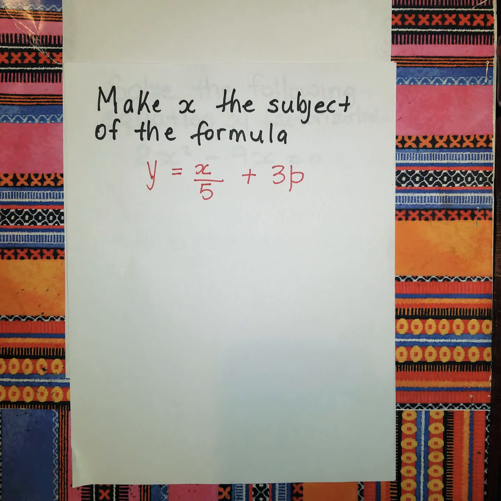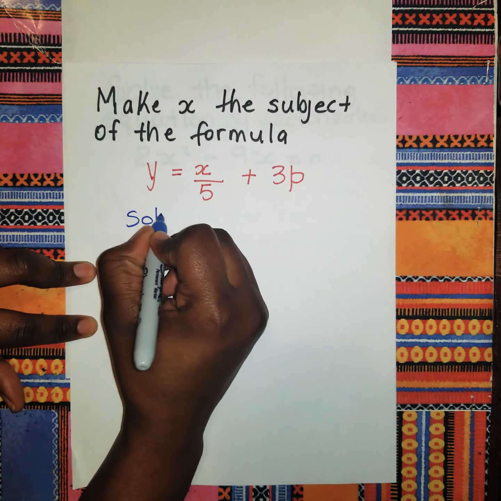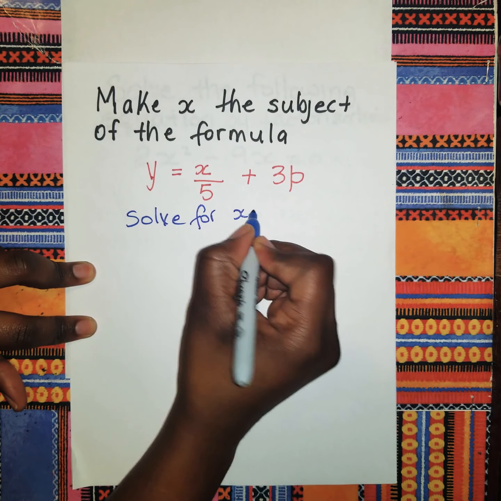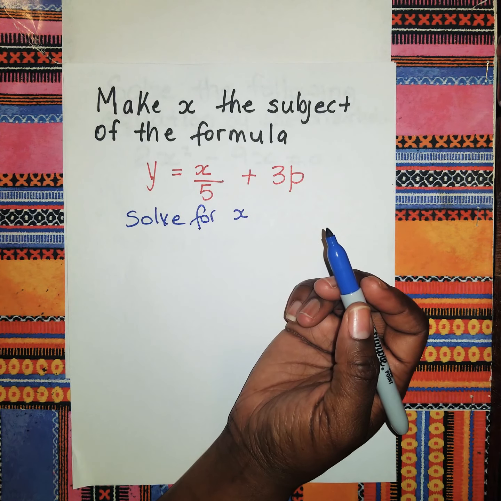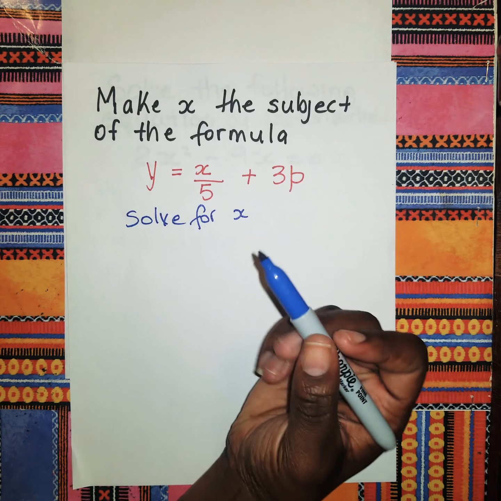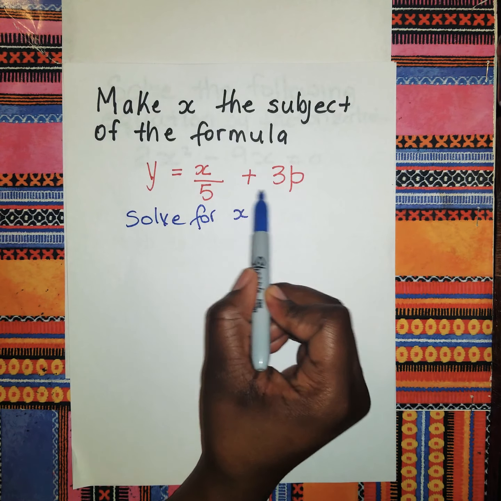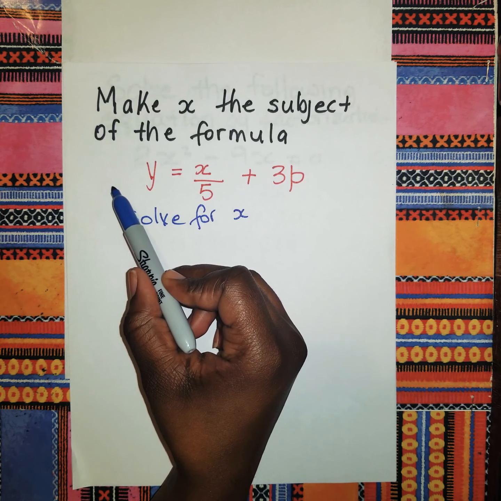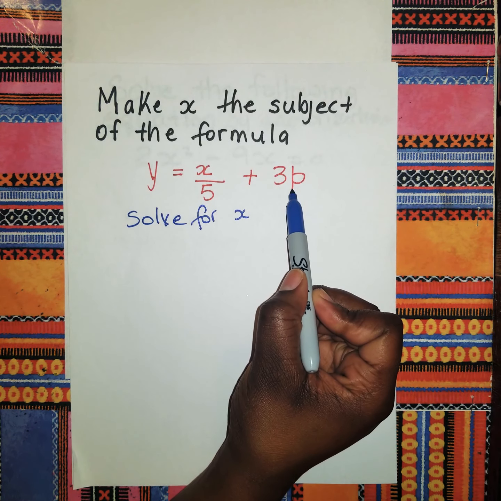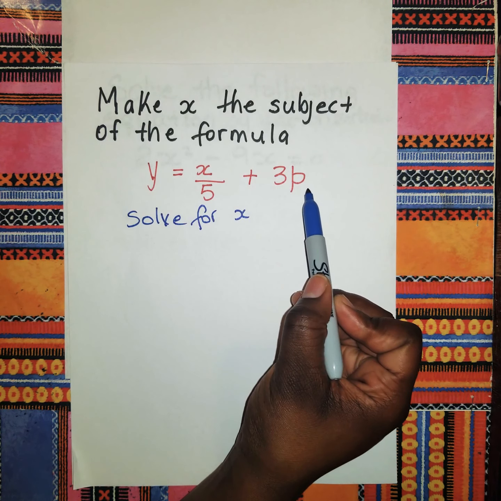So the first question says, make x the subject of the formula. So basically you're asked to solve for x here. When solving for x, you carry out the opposite operation of what you're basically seeing. So we need to get this 3p from the right hand side over on the left hand side. It's a positive 3p, so do the opposite of that, which is subtraction.